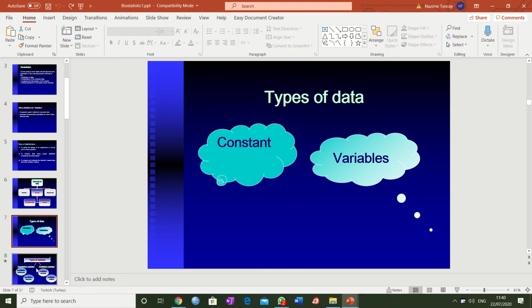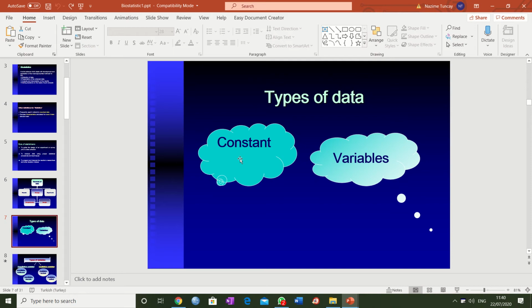Yes, we can have types of data. We can have variables. You must be familiar with maths like x, y, z. They can change. And constants. For example, what is a constant? Sex is a constant. Female, male. A person is either female or male. Or what else is constant? For example, nationality or native language is a constant. For example, Turkish, Arabic, English, these are constant.